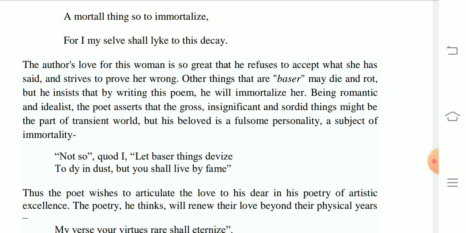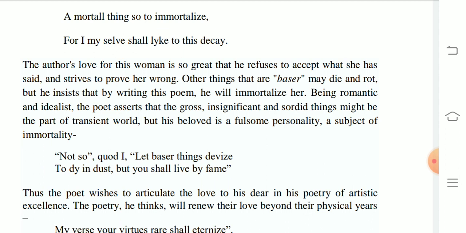Now, this poem is in dialogue form, and what he now says is that the baser things, the inferior things, may die and are subject to death. But he insists that by writing this poem, he will immortalize her. Being romantic and idealist, the poet asserts that the gross, insignificant, sordid things might be part of the transient world. But his beloved is a fulsome personality, a subject of immortality.